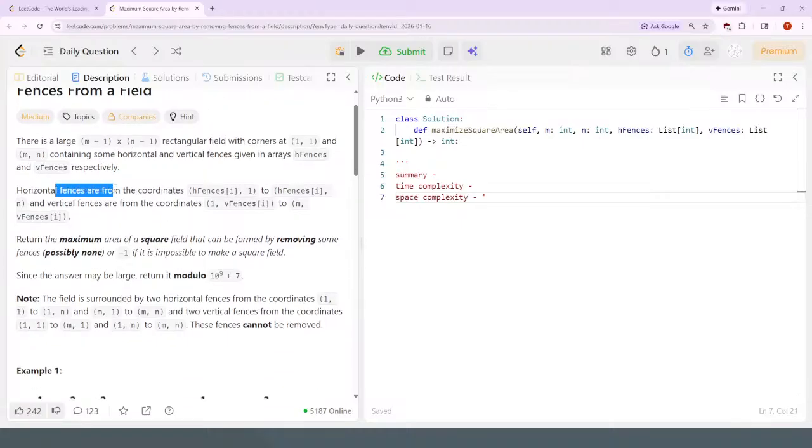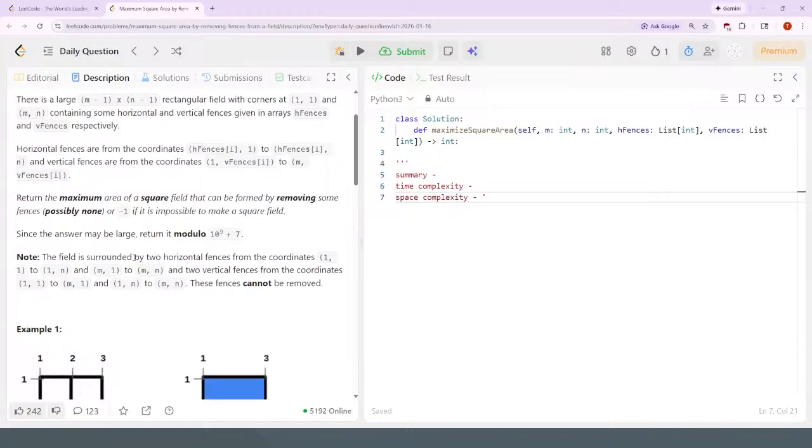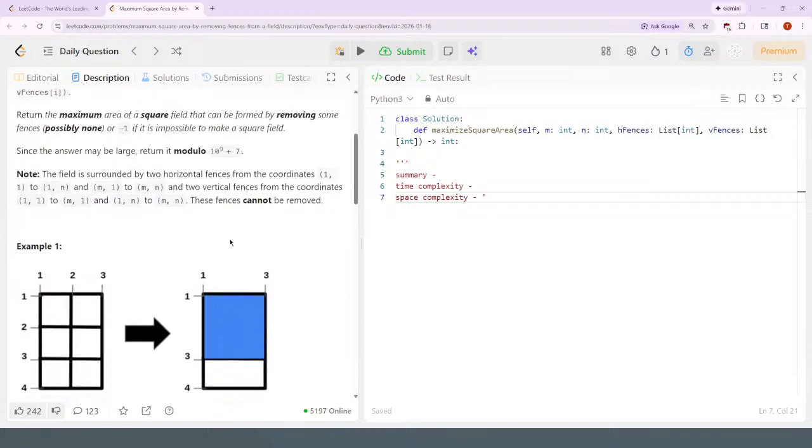Horizontal fences are from coordinates hFences[i], 1 to hFences[i], n. Okay, yeah, they span basically the length and the width of the field. Return the maximum area of a square field that can be formed by removing some fences, possibly none, or -1 if it's not possible to make a square field. Since the answer may be large, return it modulo 10 to the 9th plus 7. The field is surrounded by two horizontal fences from coordinates 1, 1 to 1, n. Fences cannot be removed. Yeah, this is very similar to yesterday's.